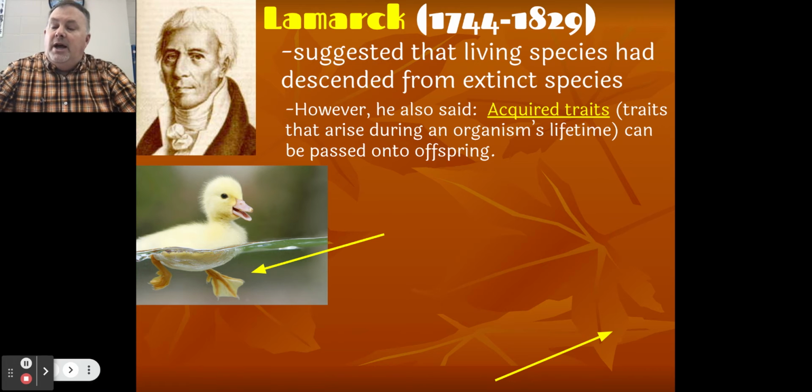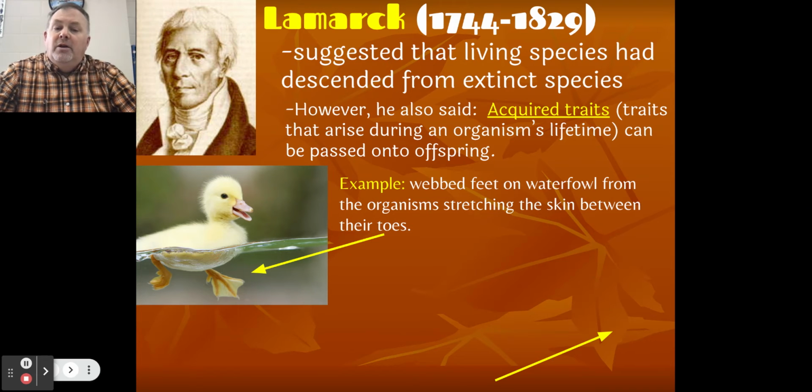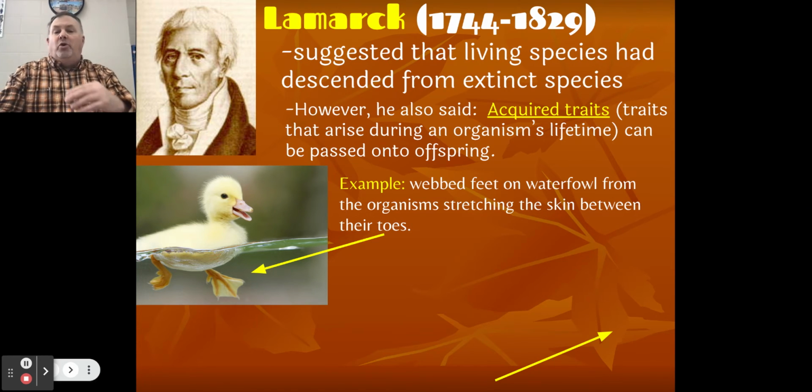He developed this idea at the time called acquired traits. And acquired traits are those that arise during the organism's lifetime and can be passed on to the offspring. So, for example, those web feet on the duck here, the waterfowl, are a result of the organism stretching, and over time, as that organism continued to stretch between those fingers or his phalanges, then the webbing began to occur as a result because it was an advantage between the toes, and so that's how Lamarck would explain that.